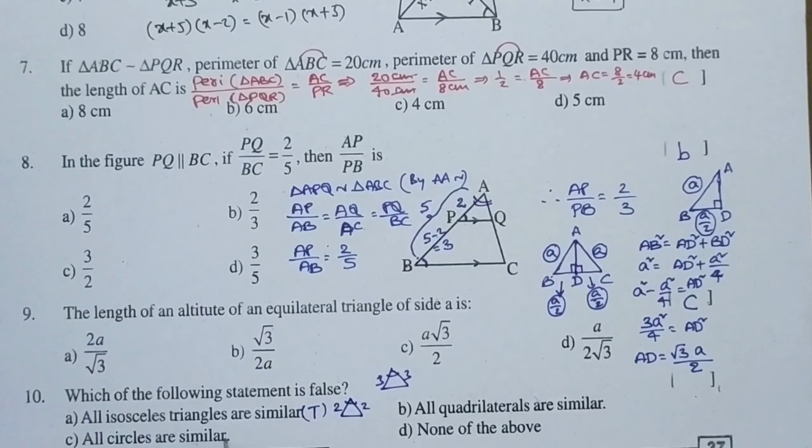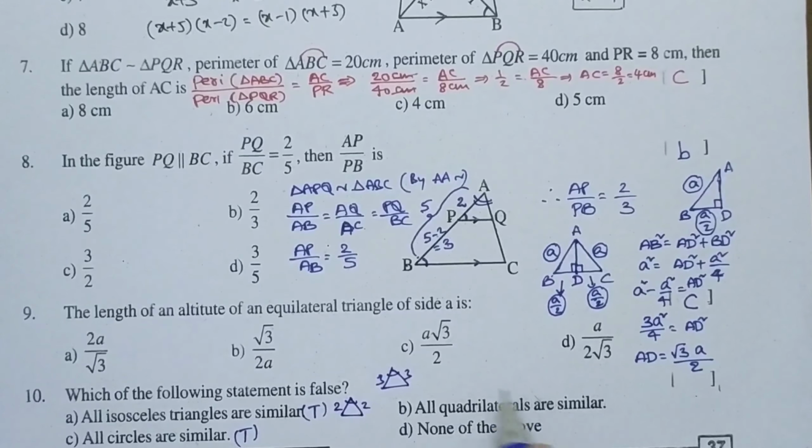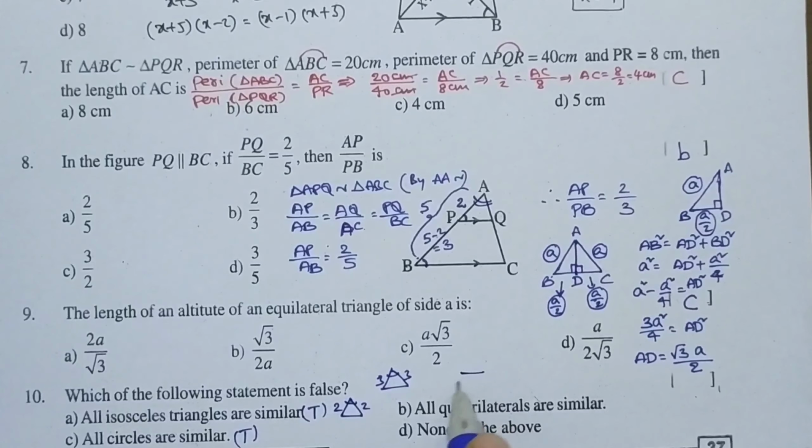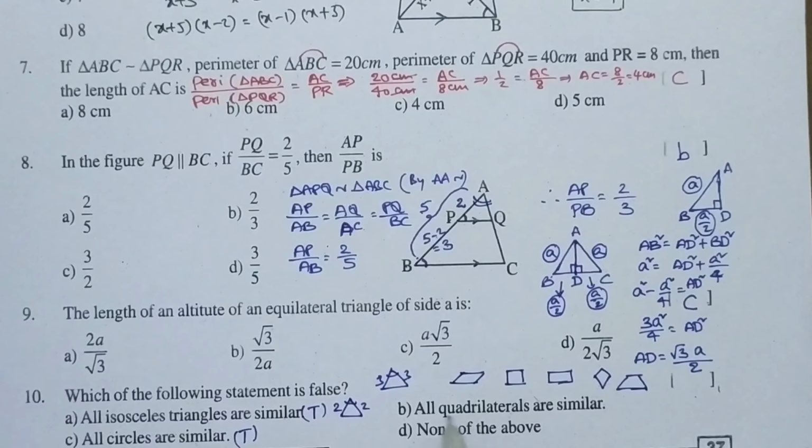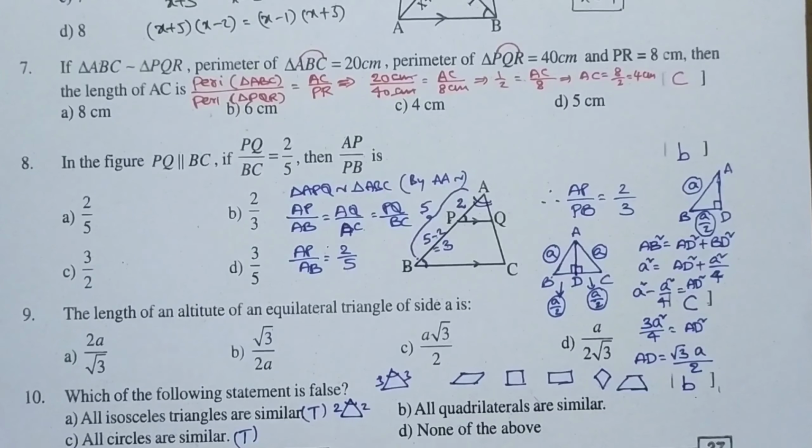This is true. All circles are similar. This is also true. And here, all quadrilaterals. A quadrilateral should have only 4 sides. See, one of them can be a parallelogram, another one may be a square, another one may be a rectangle, another one may be a rhombus, another one may be a trapezium. You just observe here all are quadrilaterals but they are not similar. So the statement that all quadrilaterals are similar is false. So option B is the right answer for question 10.